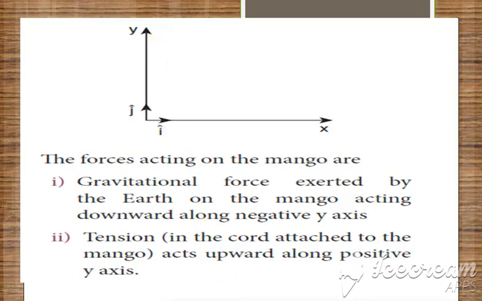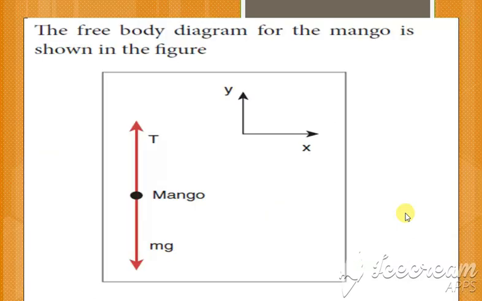Yes. So when you see the diagram for this, we are considering the x as well as the y axis. What are the two forces? As I've told you, the gravitational force and the tension. The gravitational force is acting downward and the tension is acting upward. The free body diagram is given by: this is the mango, this is the tension T, this is mg.